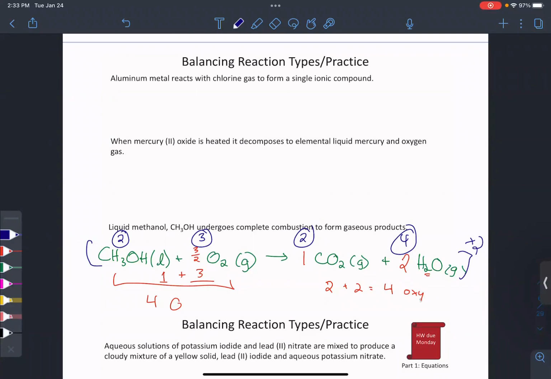So the next one, aluminum metal reacts with chlorine gas to form a single ionic compound. So to me, it sounds like we have aluminum as a reactant. What's the physical state of aluminum? It's a solid. Yeah, it says it's a metal, and metals typically are solids. All right, so let's not overthink this. With chlorine gas. So when I write chlorine gas, is it just Cl gas? It's Cl2. Yeah, so chlorine is one of our diatomics. Our diatomics on the periodic table are nitrogen, oxygen, fluorine, chlorine, bromine, and iodine. It makes like a 7 on the periodic table. So those are our reactants.